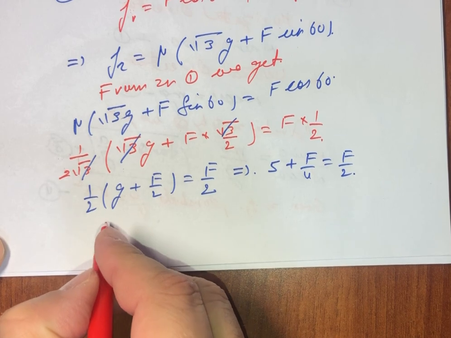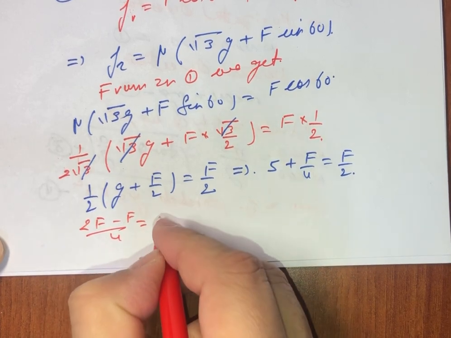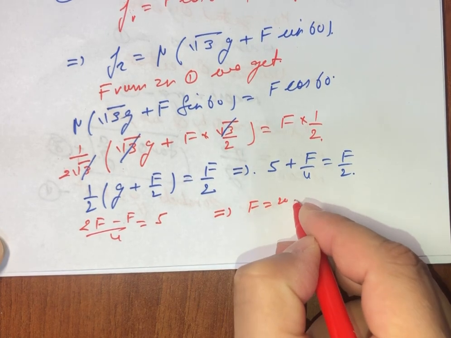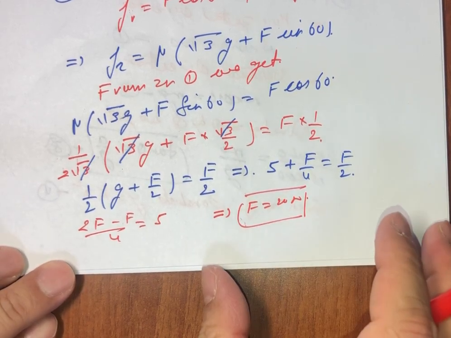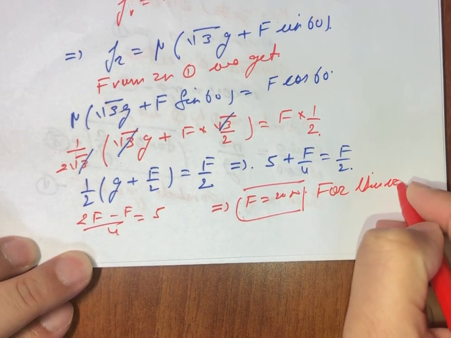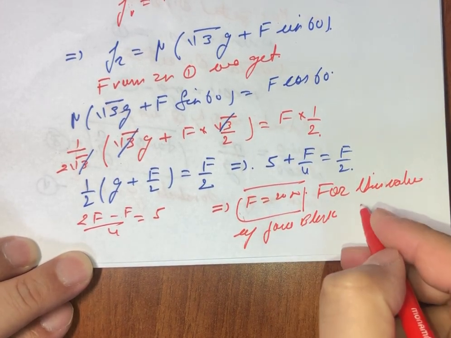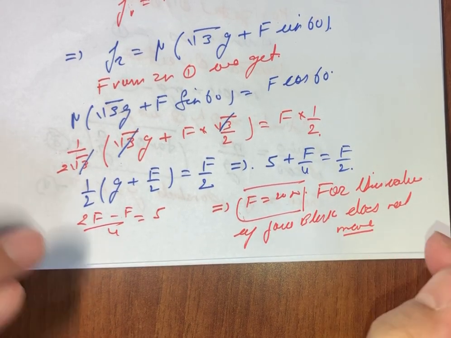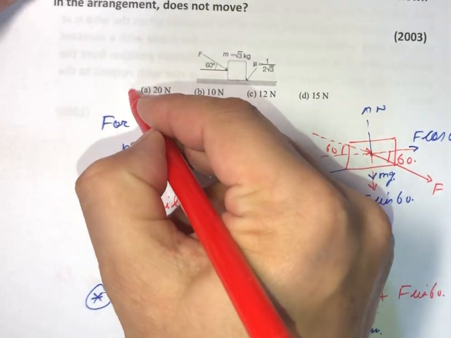Further solving it, we get 2F minus F upon 4 is equal to 5. So from here we can say that F is equal to 20 newton. So for this value of force, the block does not move. So we have that option number A is the correct option.